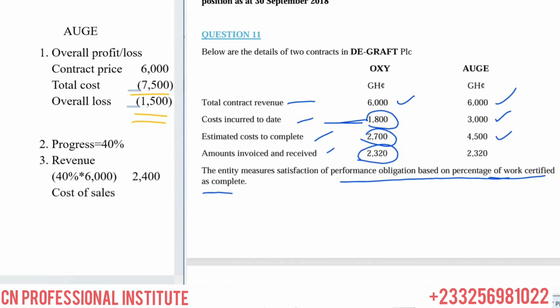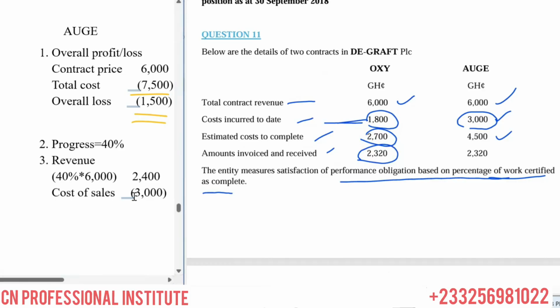So let's go to this one. What's our cost to date? The cost to date is what? 3,000, right? So cost of sales is what? 3,000. So we record 3,000 here. So let's deduct and check something.